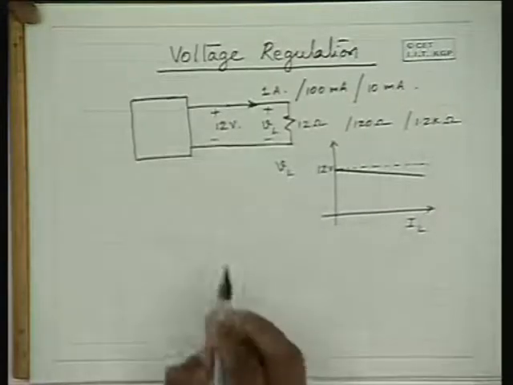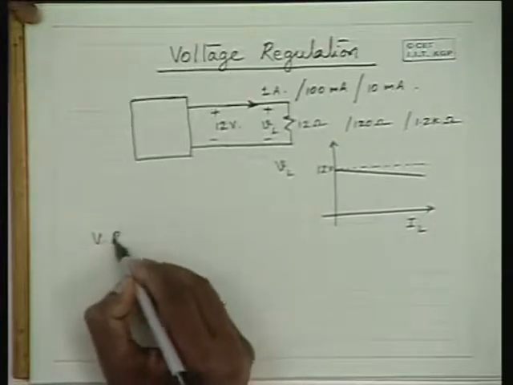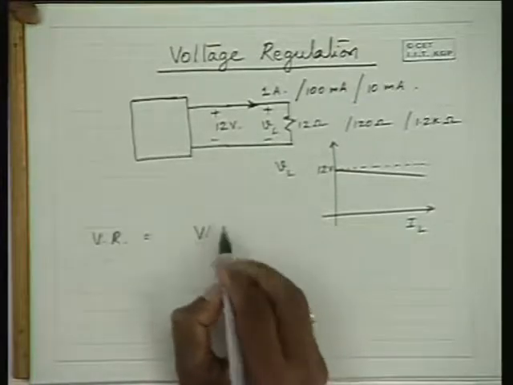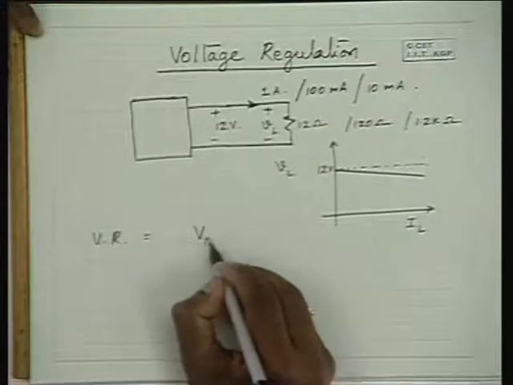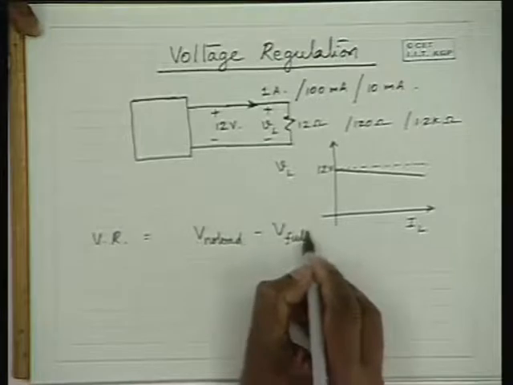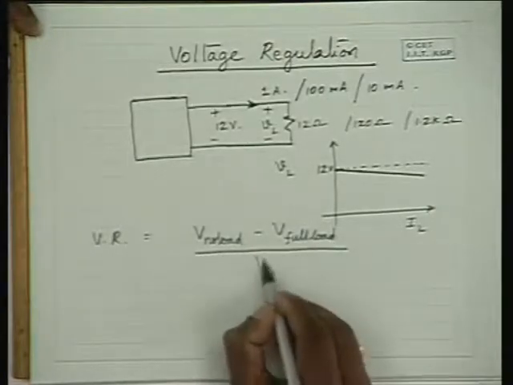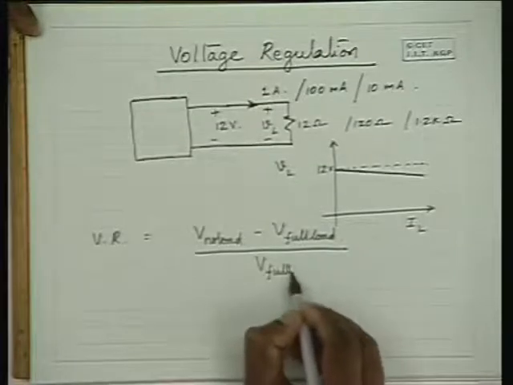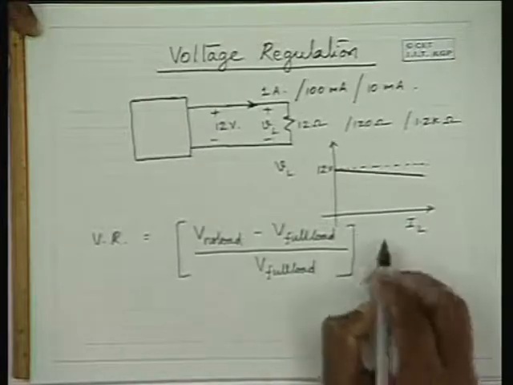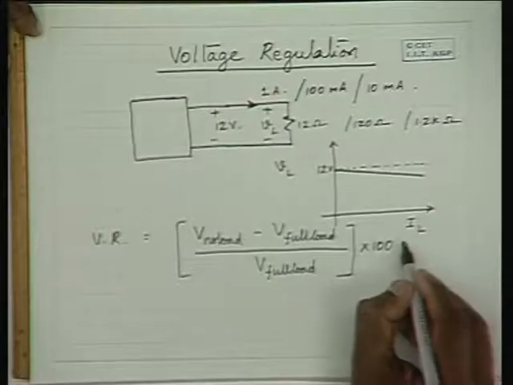How do you measure this with the voltage regulation? So voltage regulation can be measured like this: V no load minus V full load as a ratio of V full load. If you want, this is expressed as a percentage if you multiply it with 100.